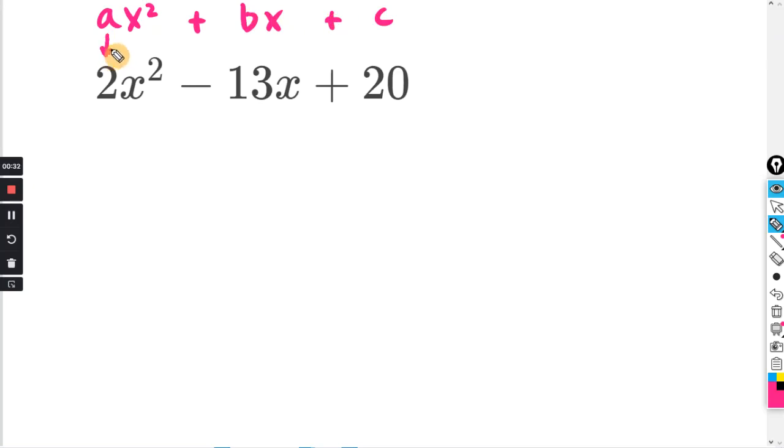So here a is positive 2, b is negative 13. Make sure you include the negative sign. And c is positive 20. And what you want to do is find two numbers that multiply to a times c and add to b. So we're going to start by writing out a times c. Okay, a is positive 2, and c is positive 20. And 2 times 20 is, of course, 40. All right, we want to write out the factors for 40, and we can stop when we find a pair that adds to negative 13.